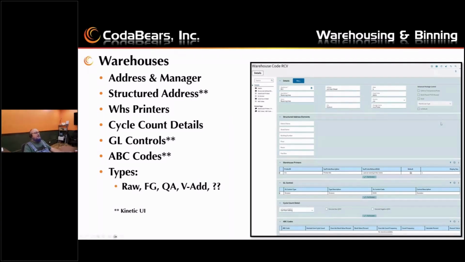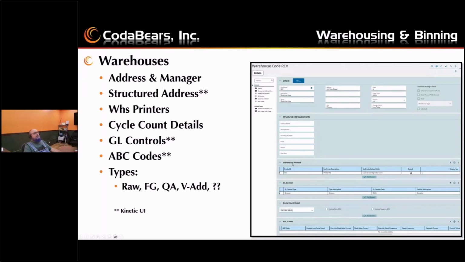For the advanced package control, I'll hold that for our lunch and learn when we go over PCIDs. I'll cover the advanced package when we go over PCIDs rather than with warehouse maintenance. Structured elements, a district name, a street name, building. These are additional address elements that were added to the system in the past few versions.